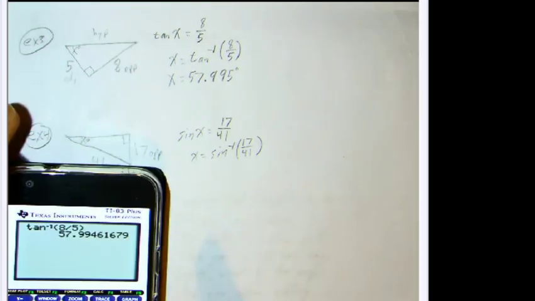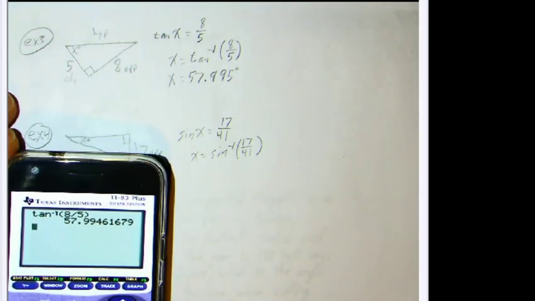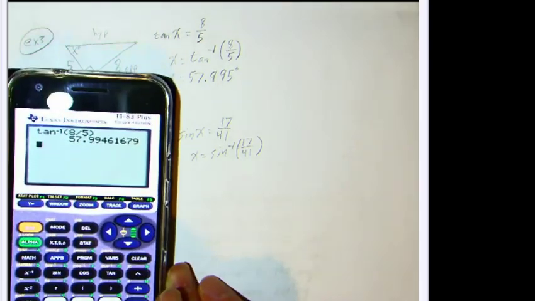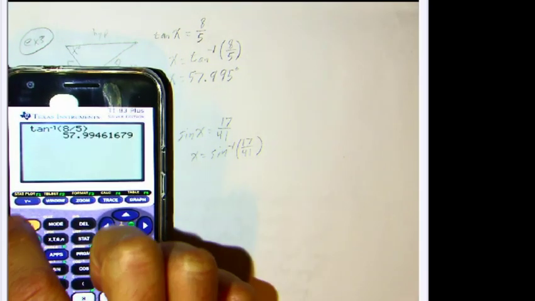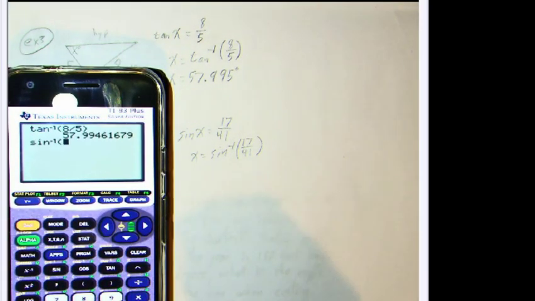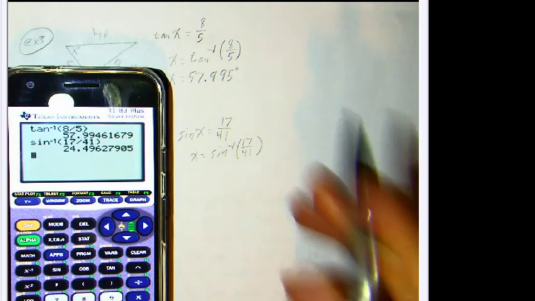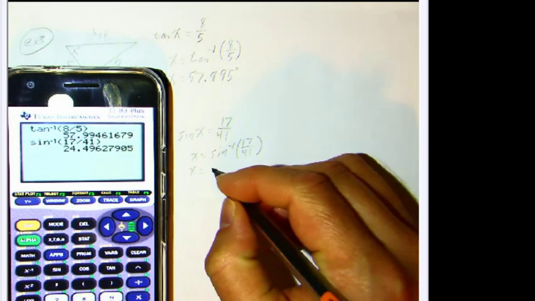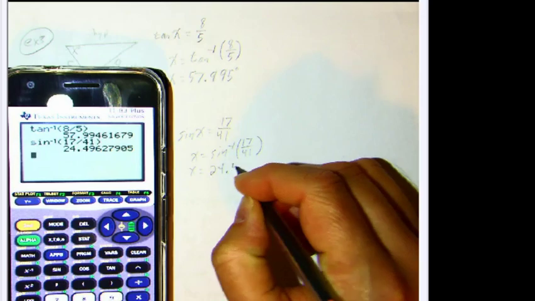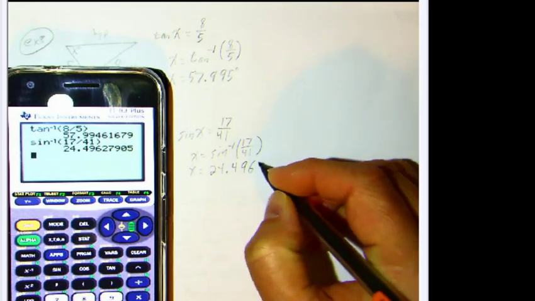That is a calculator question. So again, I'm going to use that second function here. So I'm going to go second sine, 17 divided by 41, close the parentheses, and that's going to give me an x value of 24.496 degrees.